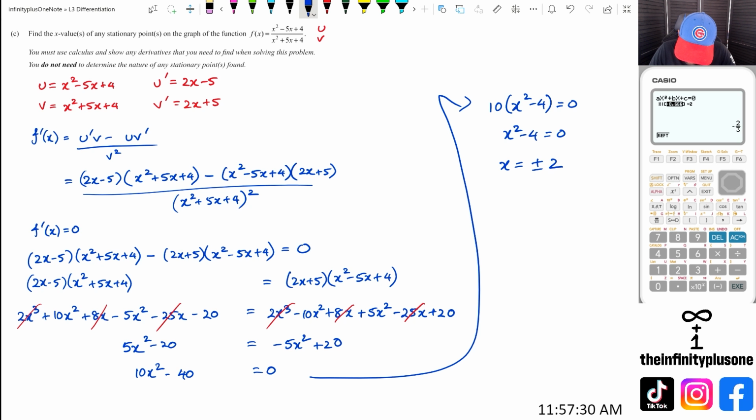So find the x values of any stationary points on the graph. I've actually figured that out, which is plus or minus 2. Grades wise, f dash of x is achieved. And then the plus or minus 2 is worth merit.